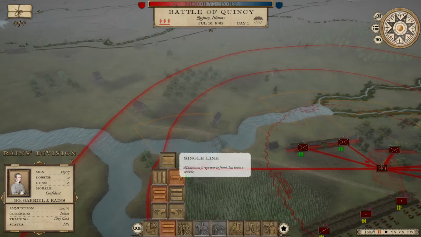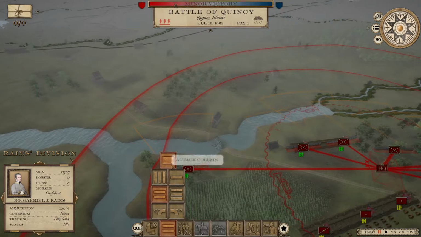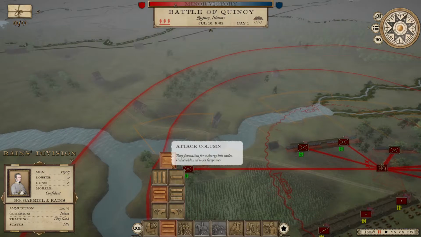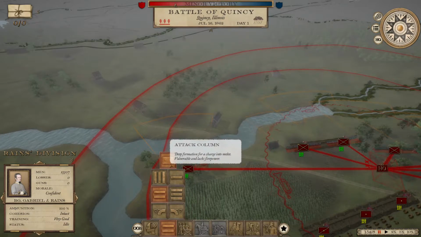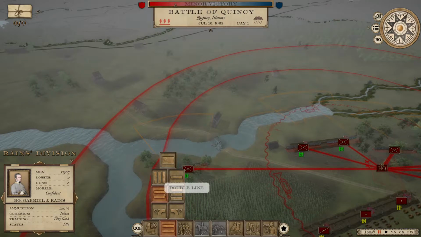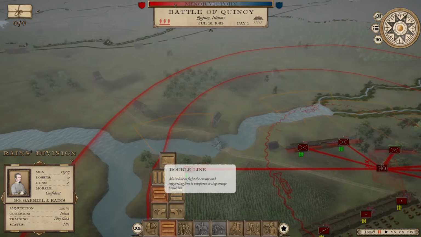And what's nice is that in this game, when you pretty much stop over anything, if it needs to be explained, it will be explained. Again, this game, you can play it pretty simply, or you can really dig into it. I try to avoid melee like the plague. And so I don't put people on attack columns. The double line is the only other one I might consider.